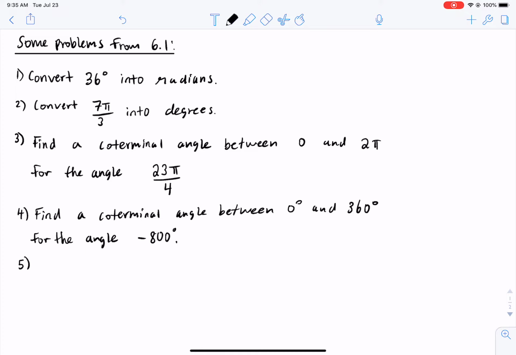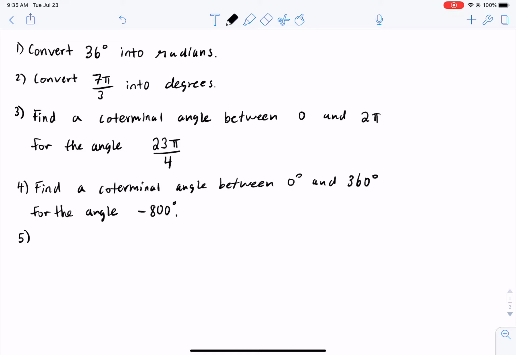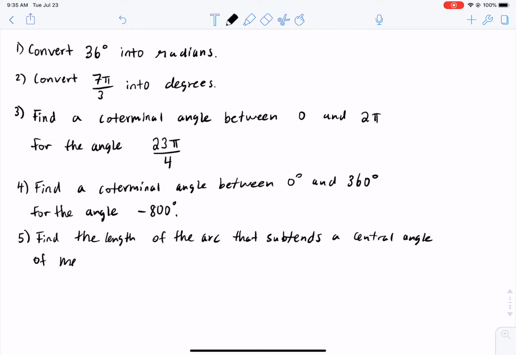Number five, say for this one, let's write it this way: find the length of the arc that subtends a central angle measured, say, 40 degrees in a circle of radius 12 meters.